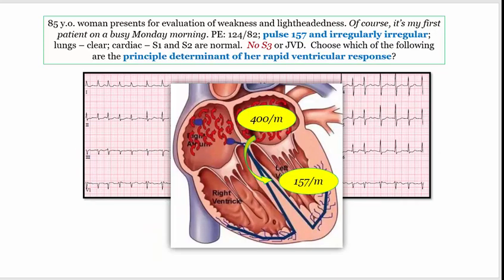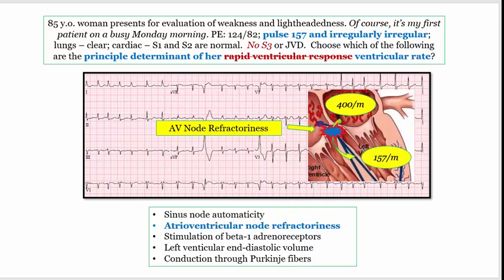So now that we've confirmed the underlying rhythm, we can come back to our question. What is the principal determinant that governs her ventricular rate? The language of the question is intentionally misleading. It sounds like they want you to identify how to make the heart beat rapidly, but the question is really asking why her heart rate is 157 as opposed to the 400 beats per minute occurring in the atrium. They're simply asking the physiologic basis for this disparity. And the answer is the refractory period of the AV node.